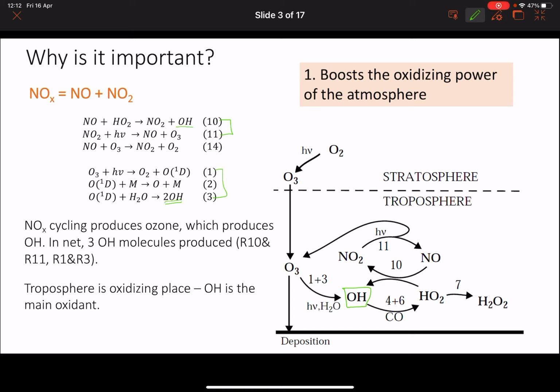And so this is a really big source of the OH molecule in the atmosphere, which is the main oxidant, and the troposphere is an oxidizing place. So understanding NOx sources and sinks and the ability of NOx to stay in this cycle here and not be removed is really important for understanding OH concentrations and the oxidizing power of the atmosphere.